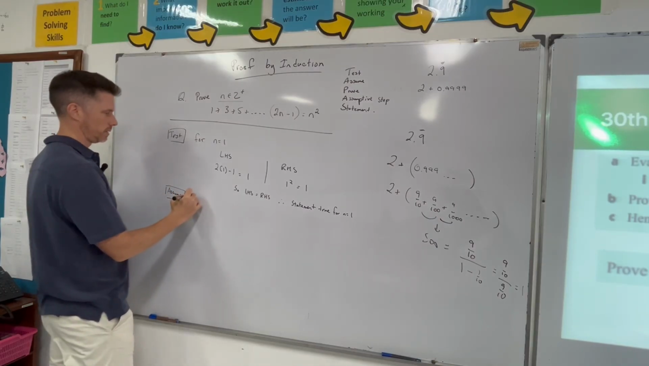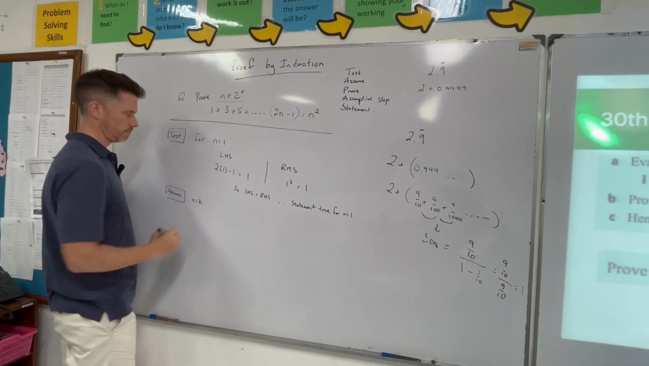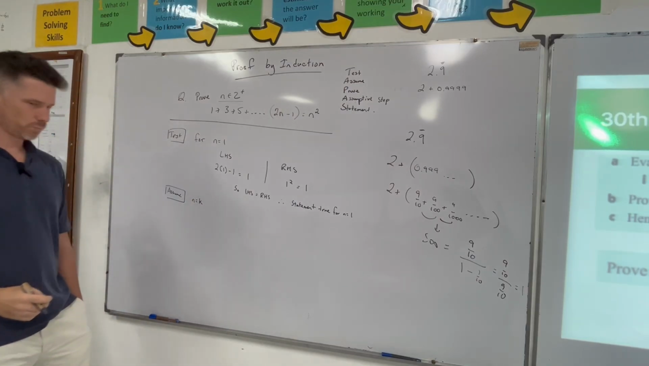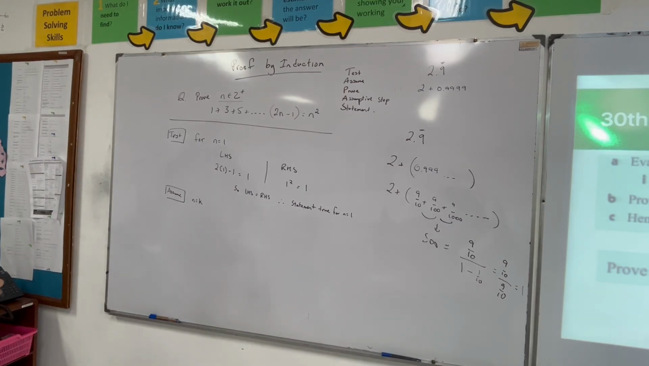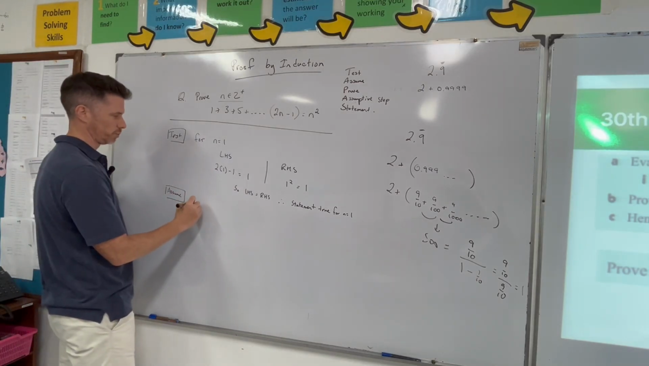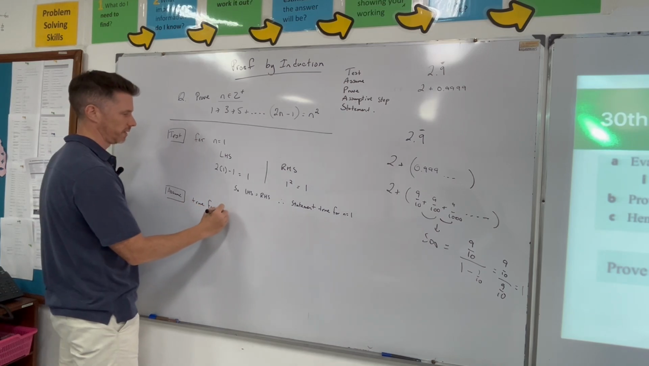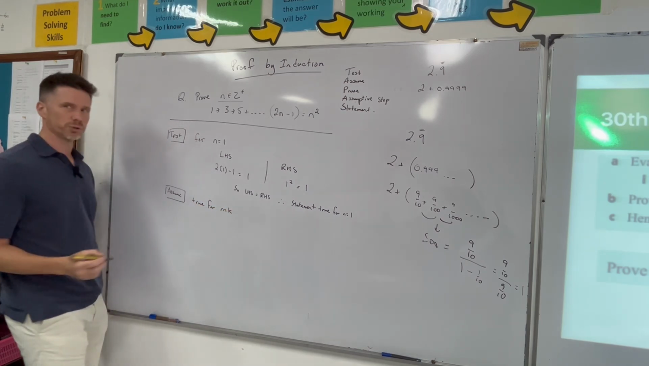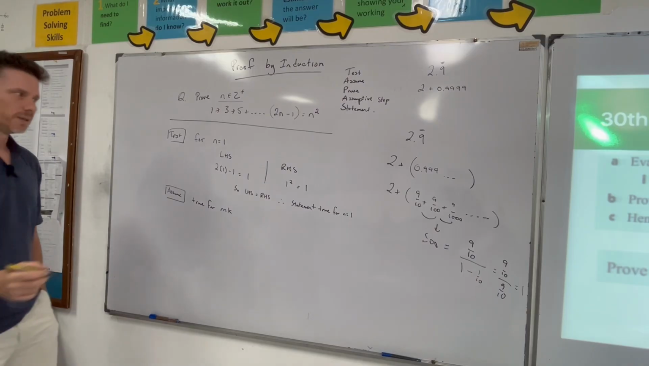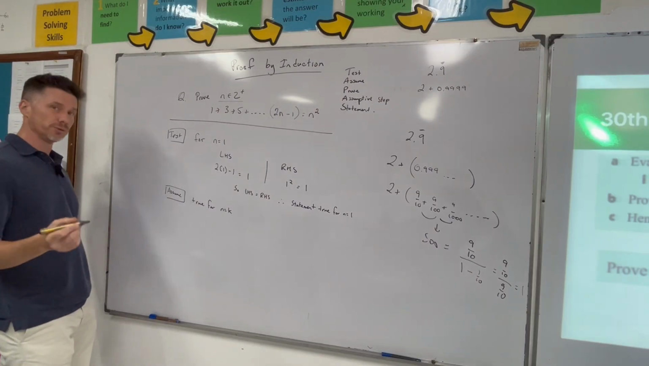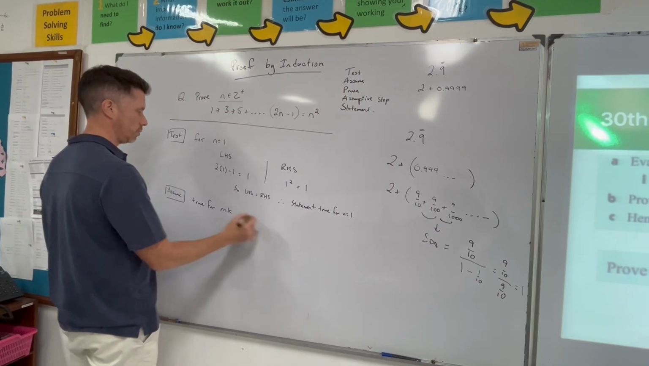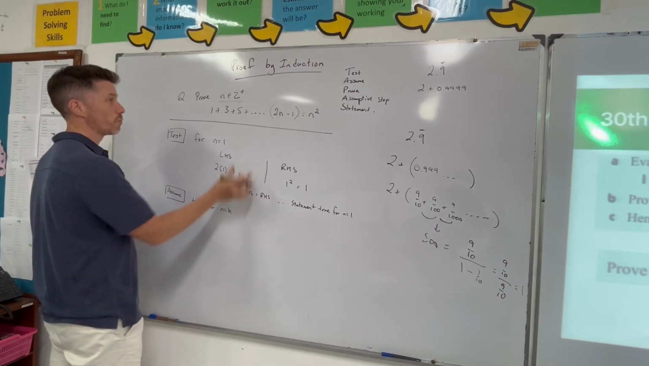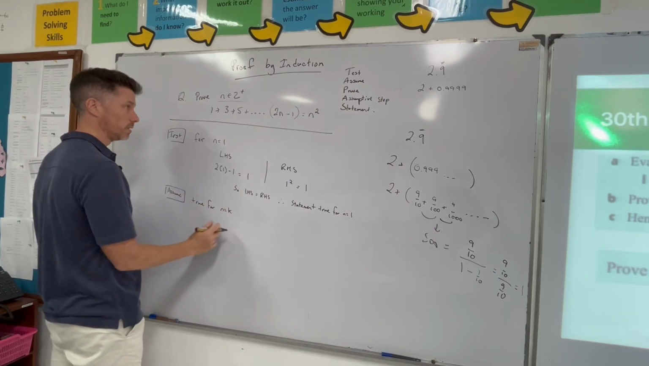Assume n is equal to k. So we assume in this step that it's true for n equal to k. So we're going to assume it's true for another number. And then afterwards we're going to prove it's true for the number after that. The domino effect. So assume it's true for n equals k is just a rewrite of this with k.